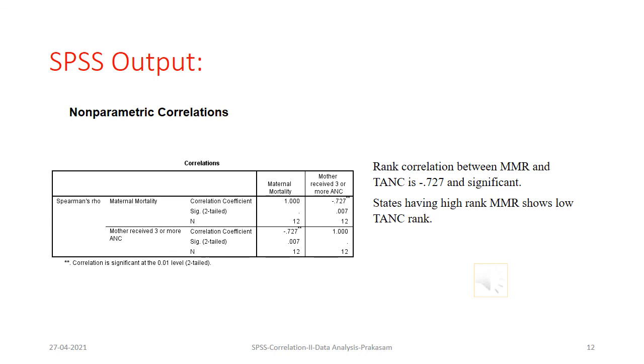That means states with a high rank of MMR show a low TANC rank. That is most important. It is a rank, not the values. That means it is negative. Therefore, as the ranks of one variable increase, the ranks of the other variable decrease.